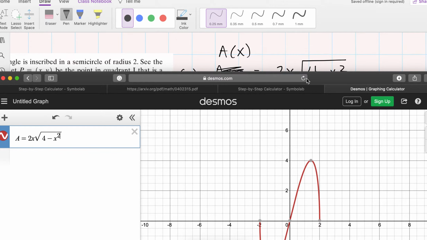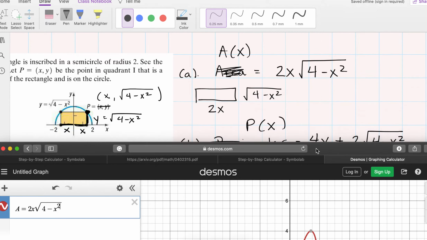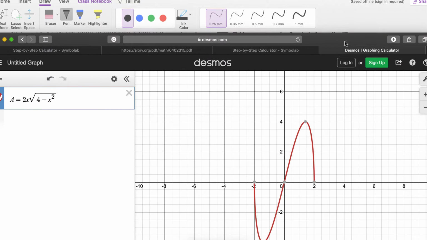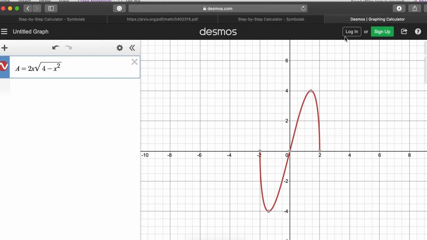Okay. And we want to know when it is the largest, right? For what value of x is A the largest? Largest means the maximum, right? So we need to find the maximum value. A is the y values. So where is the y the biggest? What's the biggest y value you can have, or the biggest number in the range?